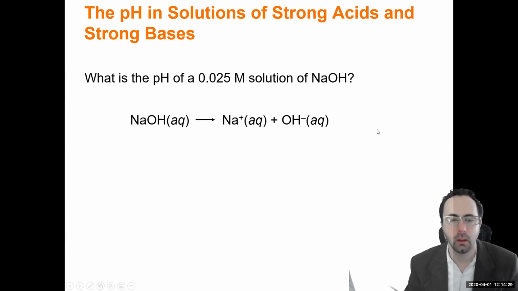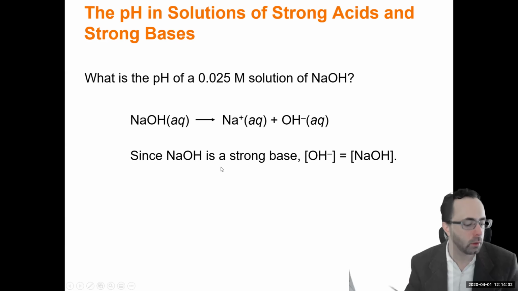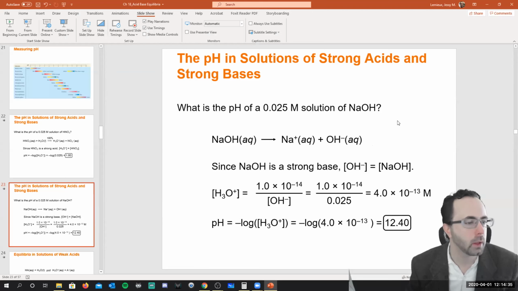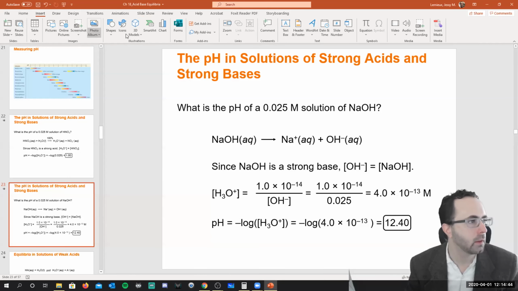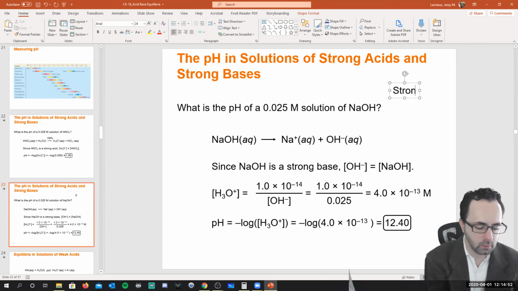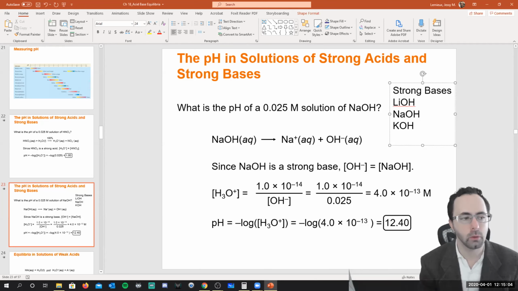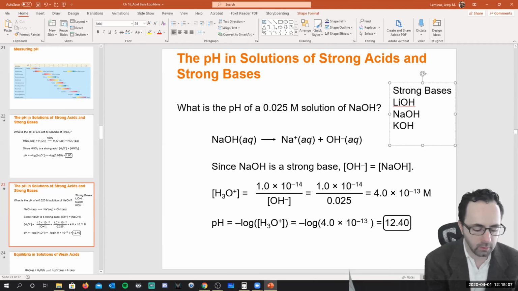And you may want to put this in your notes. I'm going to type here. Since sodium hydroxide is a strong base, okay? In case you have forgotten from your previous class, here are the strong bases. And I should insert this permanently into the slides. I think I will. So text box, strong bases, just remember. We have lithium hydroxide, sodium hydroxide, potassium hydroxide, and some of the group 2 hydroxides. This is calcium hydroxide.